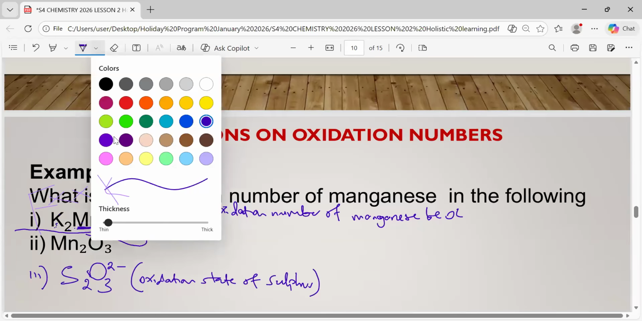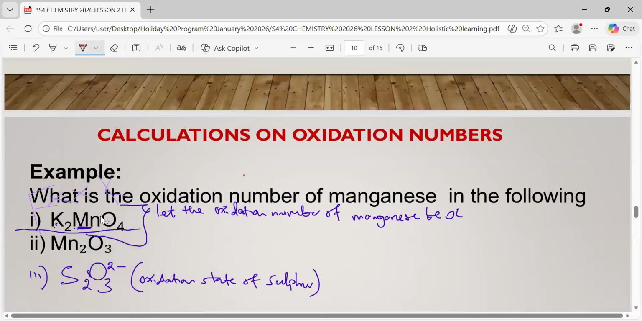So here we say that for potassium, it is 2 atoms, 2 times positive 1. Are you seeing that? Plus for manganese, we have only 1 atom, and we say let the oxidation state of manganese be X. So we're just going to say plus X. Are you seeing that?